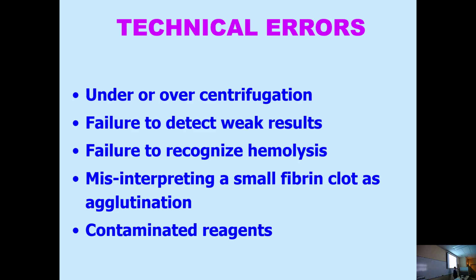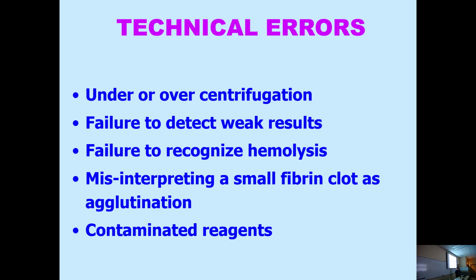Under or over centrifugation. If you're supposed to centrifuge it for 15 seconds and you centrifuge it for 1.5 minutes, use 0.2 instead of 1, those cells are going to be so packed together that they're going to look chunky just because we push them together so much. Failure to recognize or detect weak results. Gotta be super careful you are not over shaking, especially when you're starting having weird results. Repeat it and shake even lighter because you might have shaken out a weaker result and missed something.